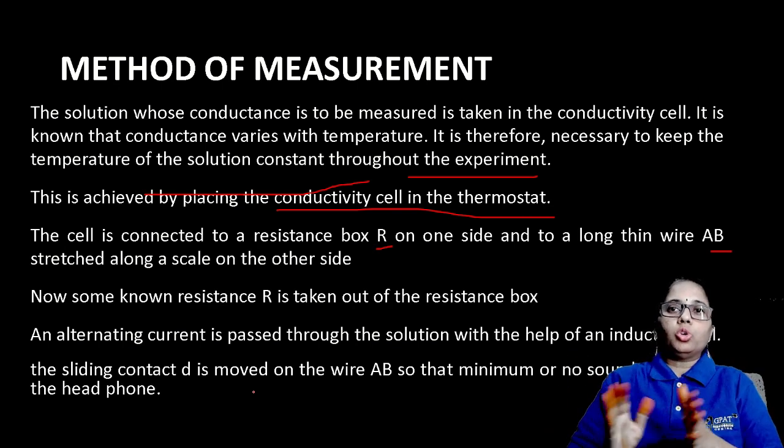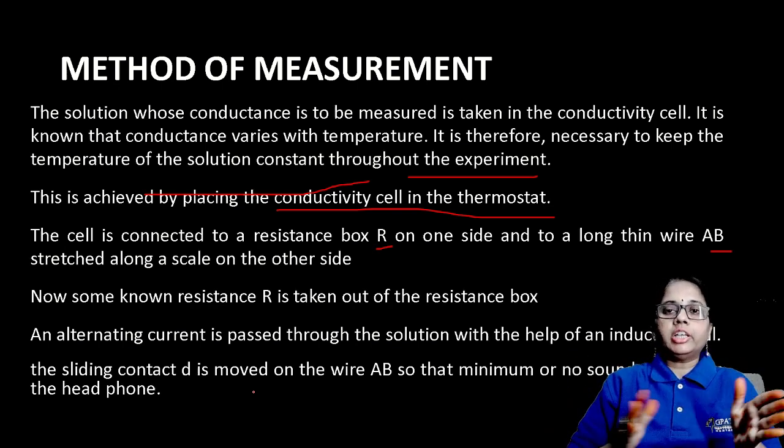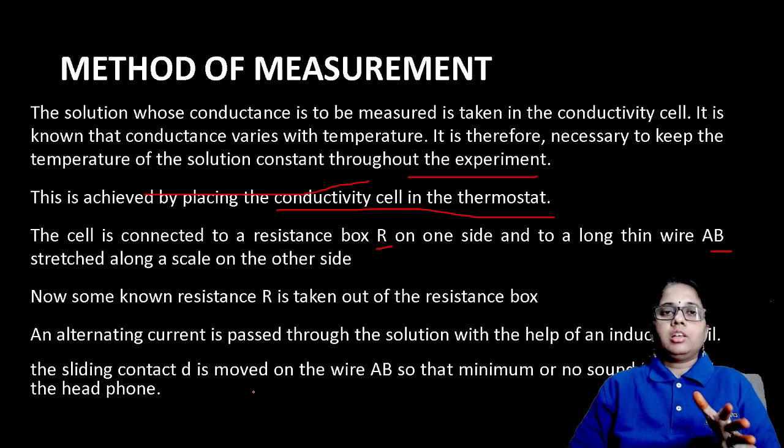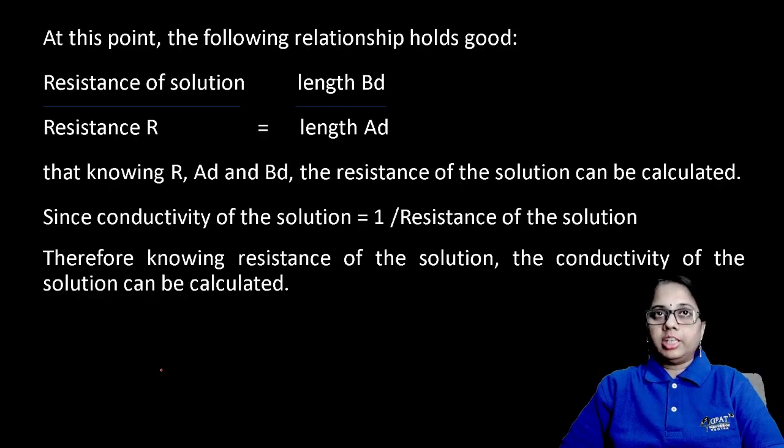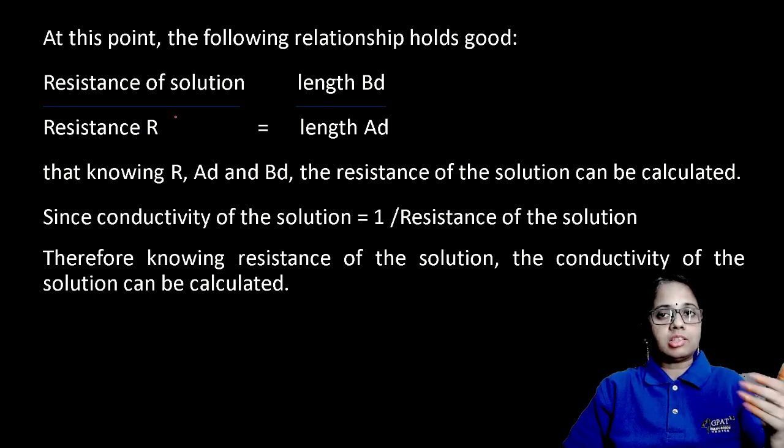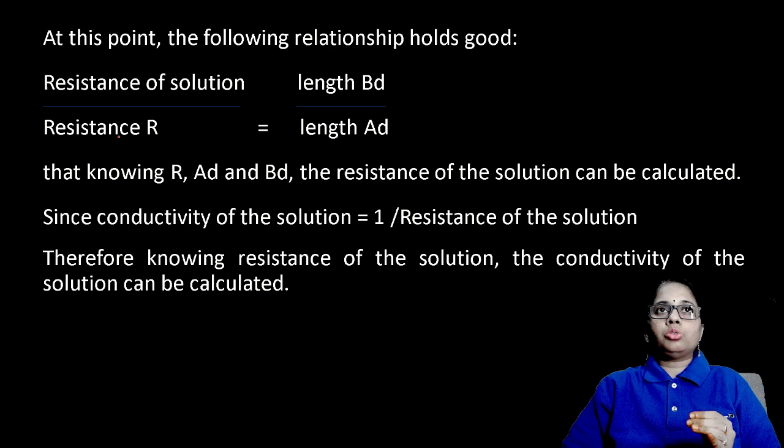so that minimum or no sound is heard in the headphone. Okay, it is going to adjust itself. Then no sound is going to be heard. So at this point what happens? The relationship holds good. That means the resistance of the solution is going to balance itself. So the resistance of the solution divided by the resistance taken from the box is equivalent to the length BD divided by the length AD.